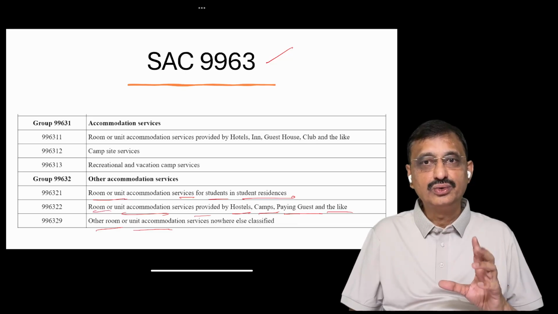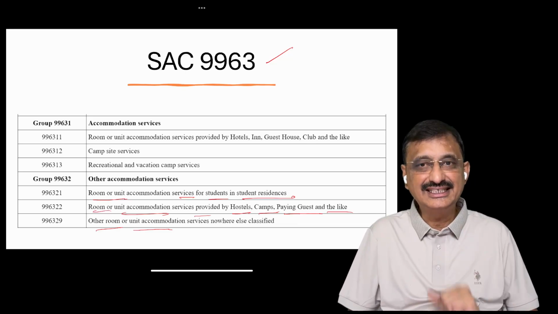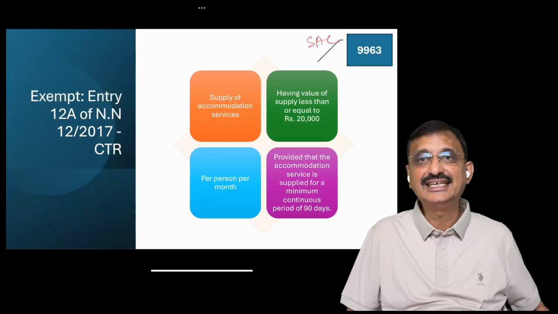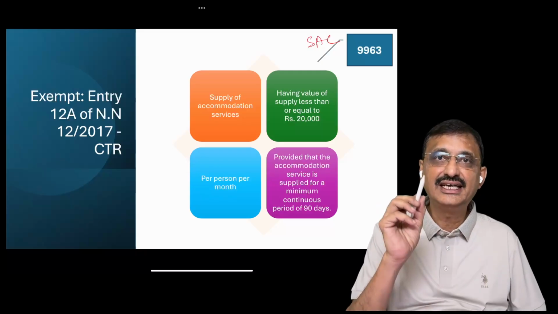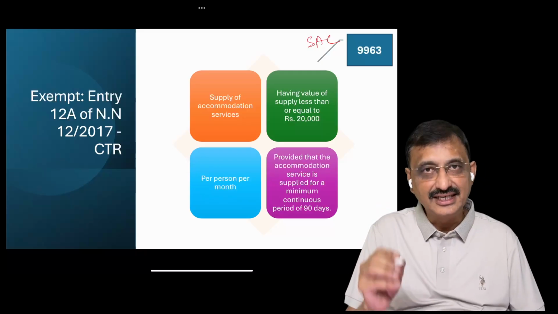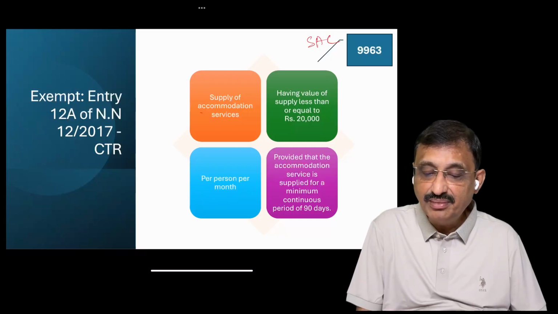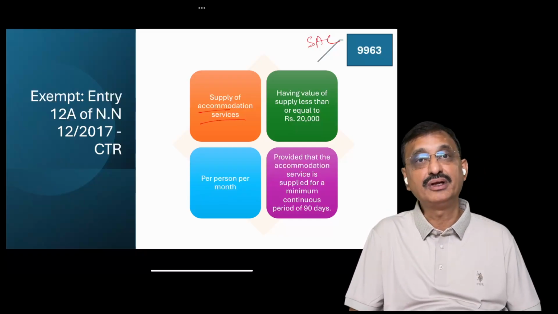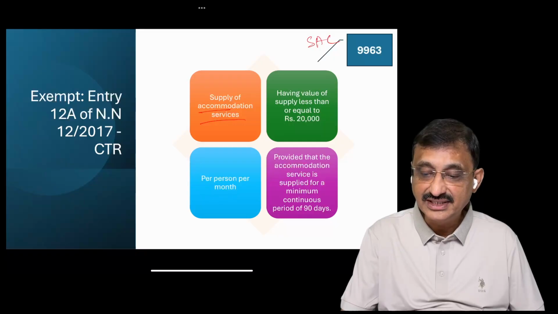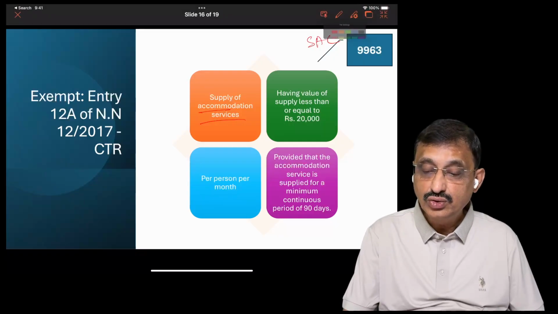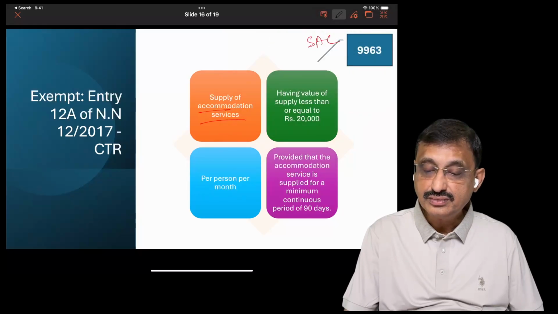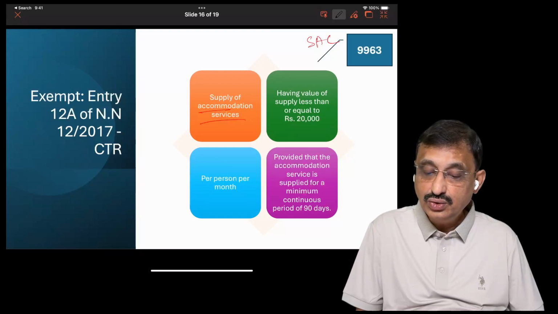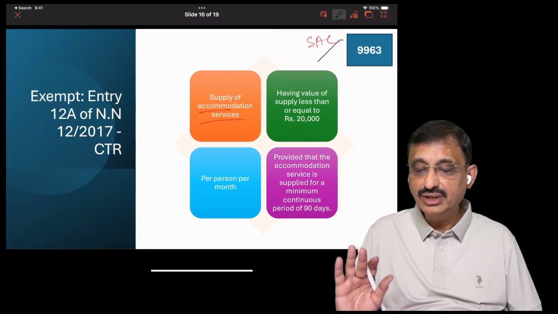Okay. Now, do these people have any exemption? Yes, there is an exemption by virtue of entry number 12A of the exemption notification. That is, supply of accommodation services. Supply of accommodation services to whom? To any person.